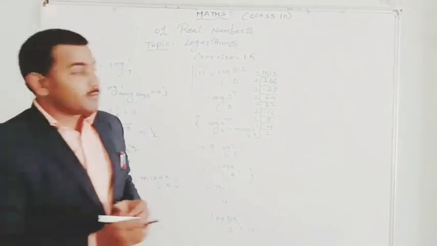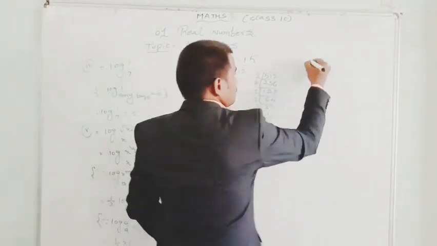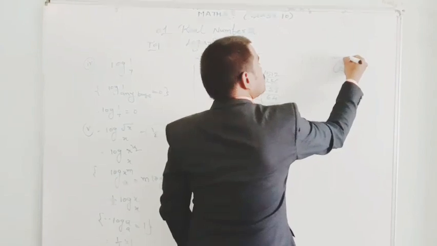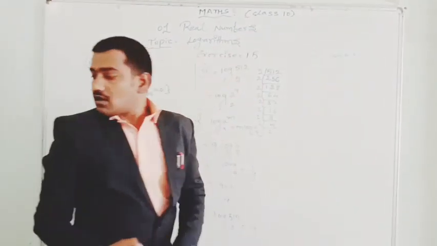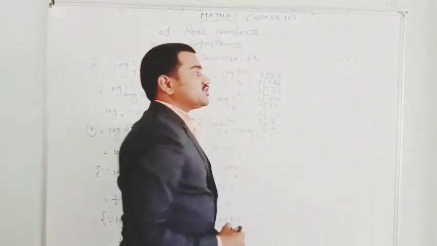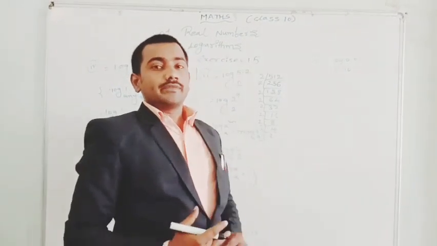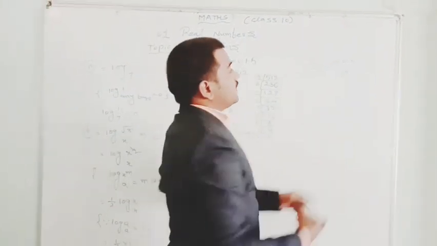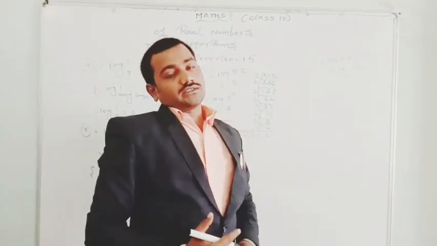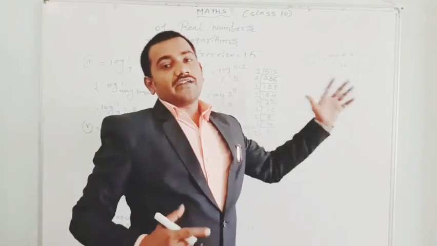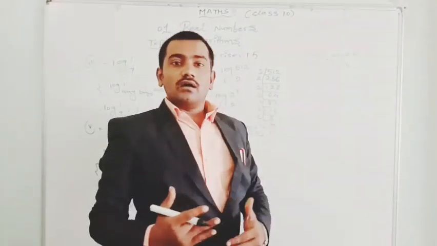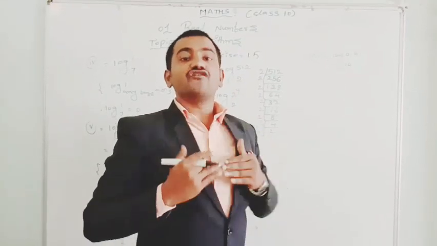The seventh problem of this logarithm is log 0.01 of base 10. So here, this kind of problem. Here 0.01, how can we think of this? Simple, this is a decimal number, we can write it in the form of a fraction.